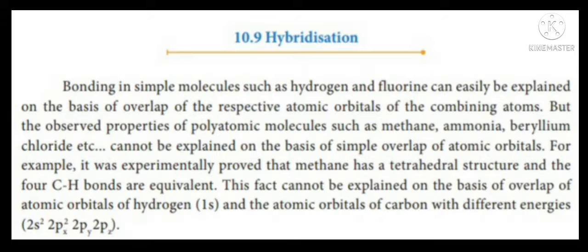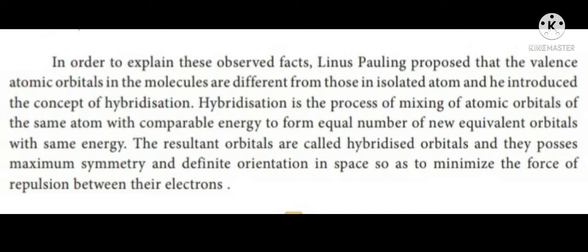But it is not explained on the basis of valence bond theory or overlap of atomic orbitals of hydrogen and atomic orbitals of carbon, where hydrogen has a 1s atomic orbital and carbon has 2s2, 2px2, 2py0, 2pz0 atomic orbitals with different energies. In order to explain these observed facts, Linus Pauling introduced the new topic called hybridization.